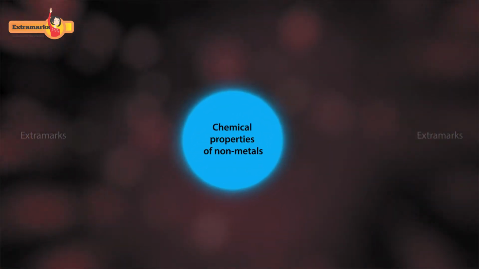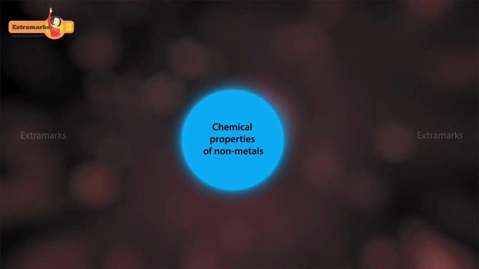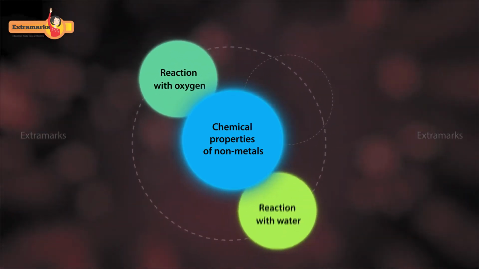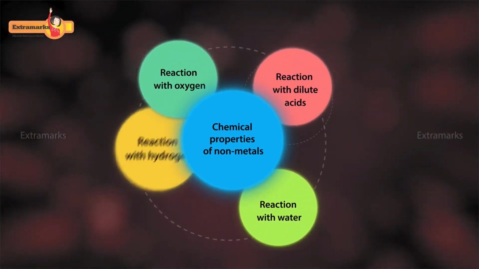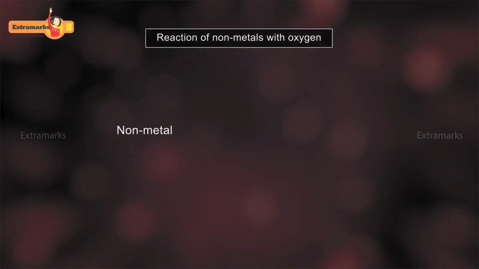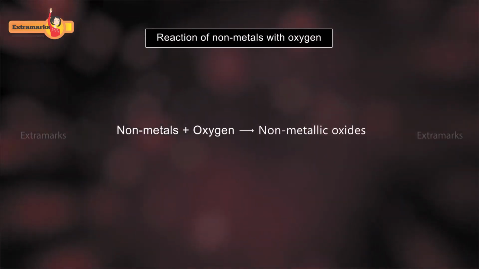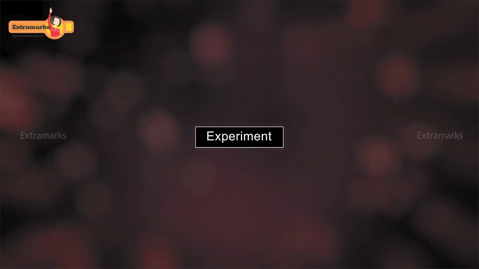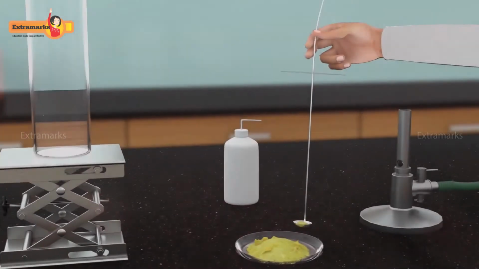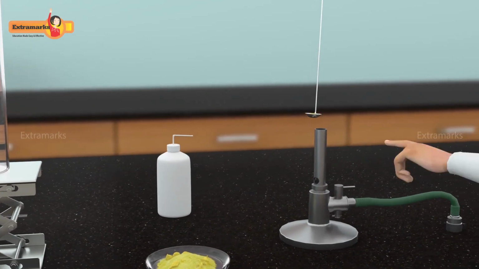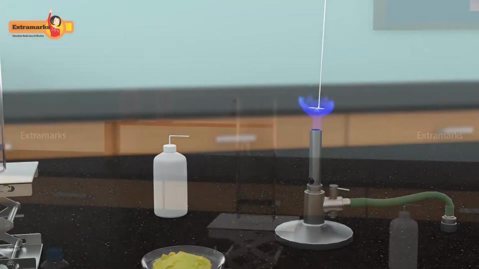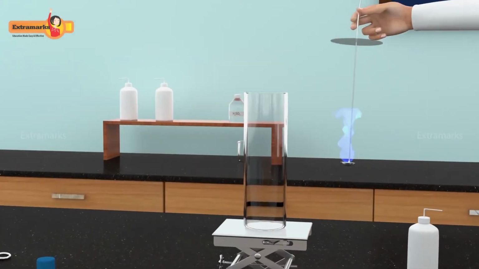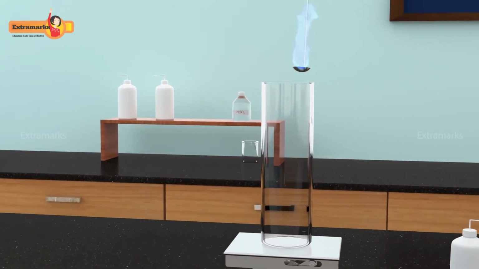Now we will learn about the chemical properties of non-metals such as their reaction with oxygen, water, dilute acids, and hydrogen. Non-metals react with oxygen to form non-metallic oxides. Let us perform an experiment to understand it more clearly. For this, take some powdered sulfur in a deflagrating spoon and heat it. When sulfur starts burning, introduce the deflagrating spoon in a gas jar.